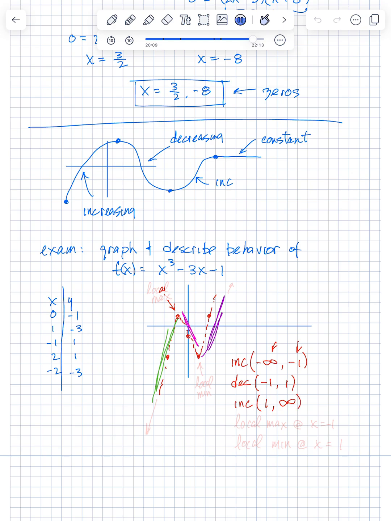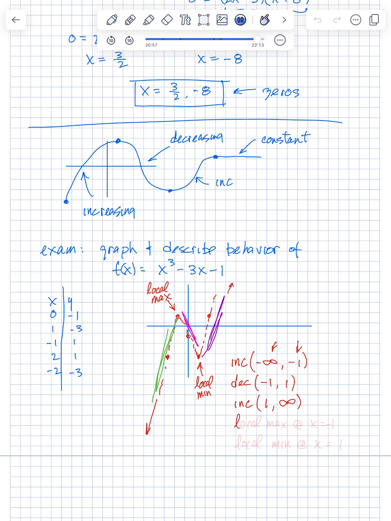Okay, what else do we want to do? Oh, we want to describe maximums and minimums. At this point here, at x equals -1, this is a local maximum because it's higher than its closest neighbors. So this is a local maximum point. This point here is a local minimum because it is lower than its close neighbors. We don't have an absolute max or an absolute minimum because we know this curve keeps going down to -infinity and it goes up to positive infinity, so there's no absolute.